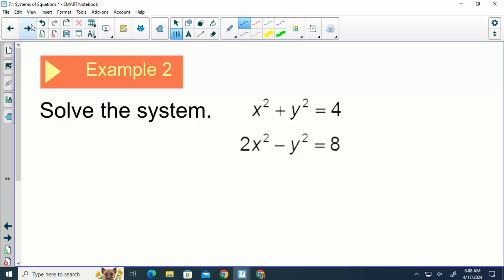So we have to either use substitution or elimination to solve this. Yeah, these graphs are a little bit different. Do you guys know what x squared plus y squared equals 4 is?